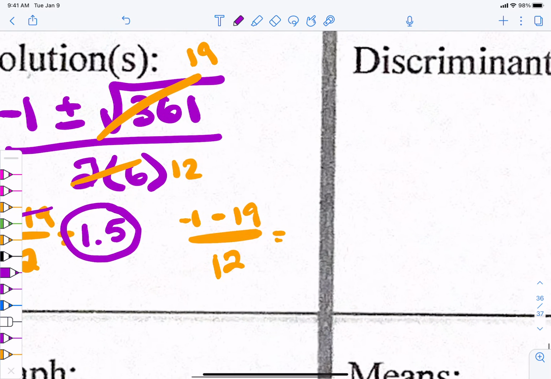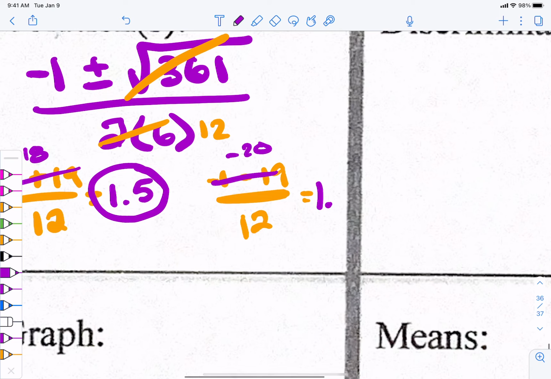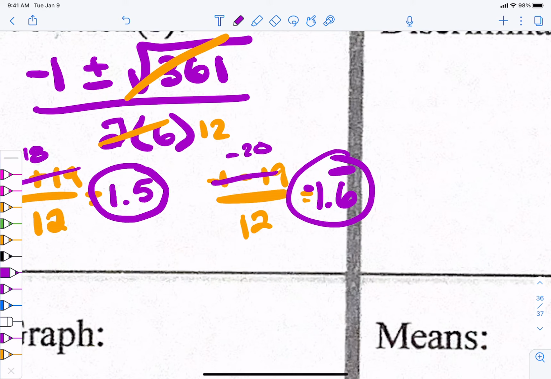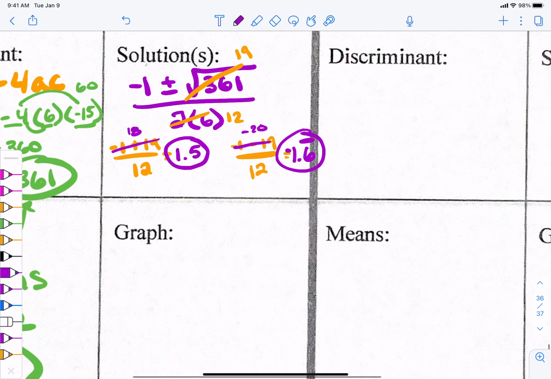Negative 1 minus 19 is negative 20. And what's negative 20 divided by 12? Negative 1 and 2/3, so negative 1.6 repeating. That's what it looks like.